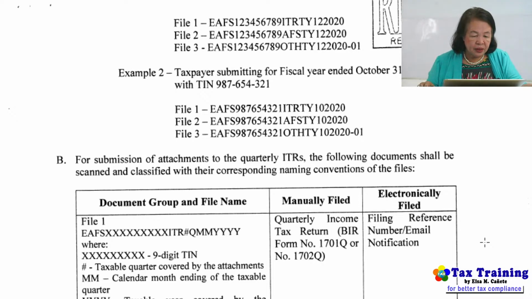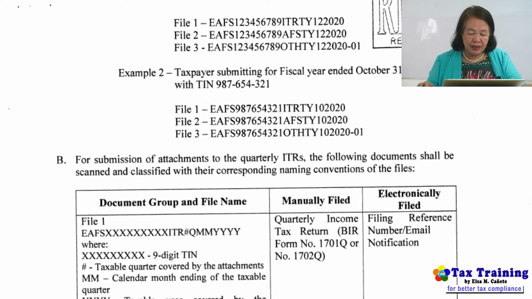Okay. So, for the quarterly ITRs, the following documents shall be scanned and classified in their corresponding naming conventions. Because here, 8/2/2020, like 44-2020, they are intended for other forms, not for 2316 and 2307. It was only stated in 117-2020 that the mode of submission of 2306 and 2307 can also use the mode of submission of other forms.